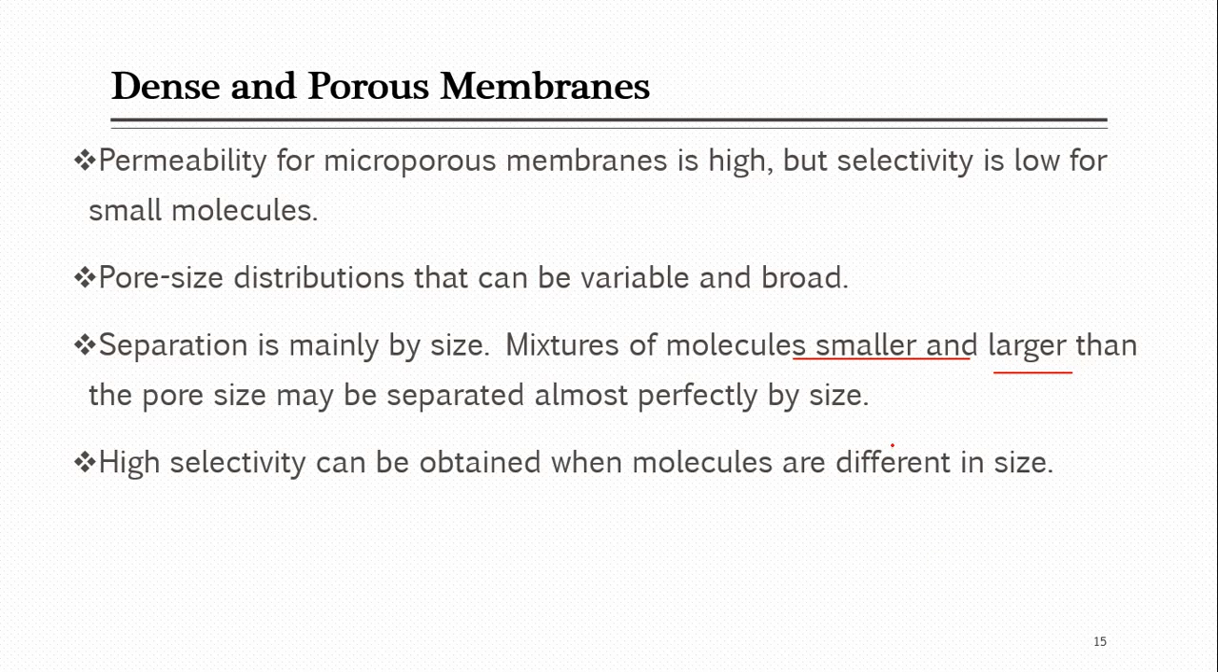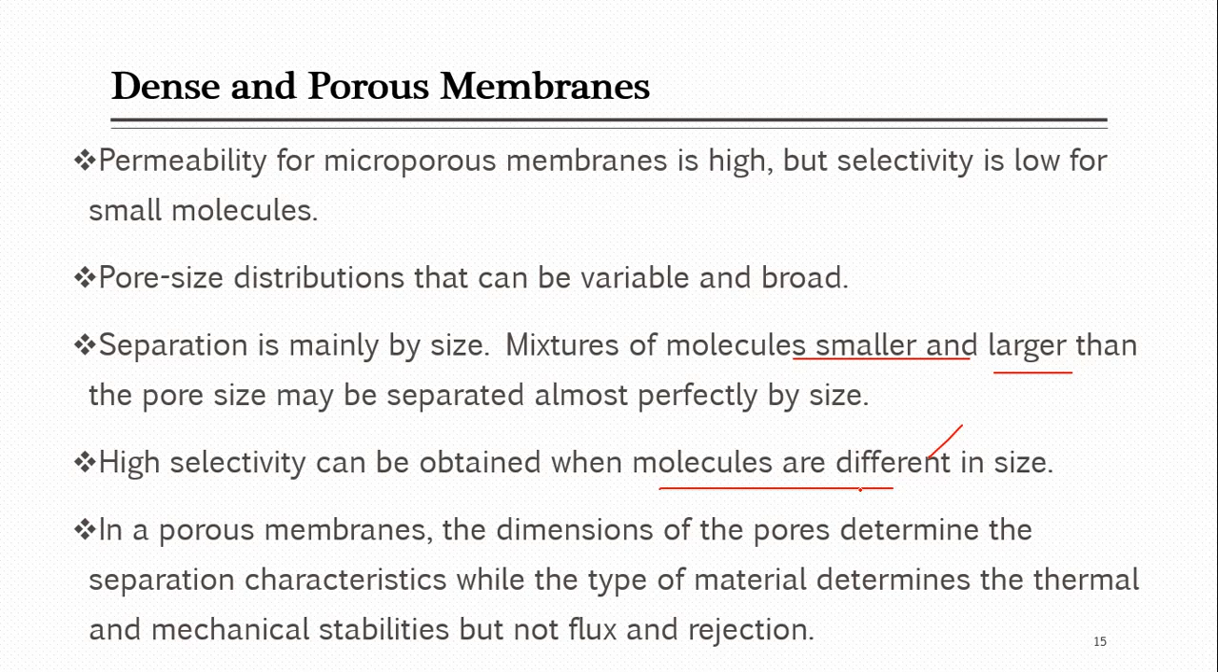They usually have high selectivity, which can be achieved when molecules differ in size, like some are smaller, some are larger. Here, high selectivity means the membrane should allow one of the components to pass through and stop the other. So in these membranes, the pore defines how much the flux and rejection will be. Actually, the membrane material doesn't define the flux and rejection, but in the dense membrane, the material of the membrane defines what the flux will be and how much the rejection will be through the membrane.